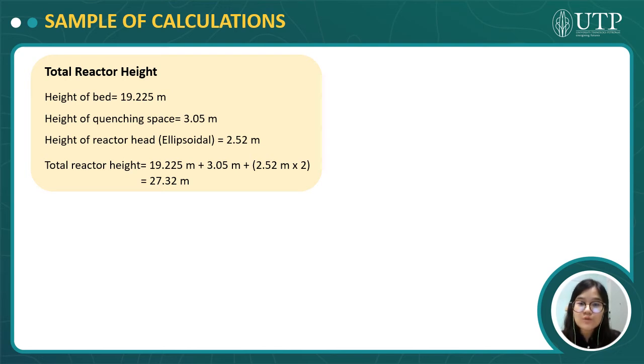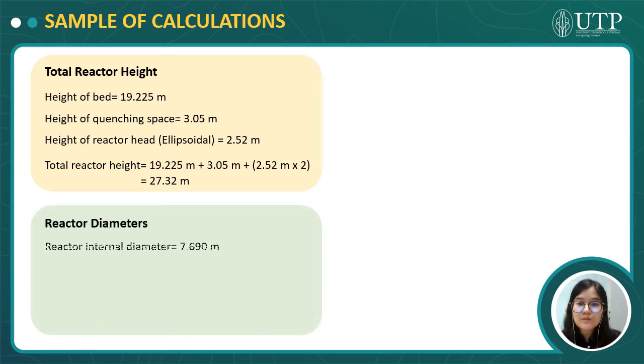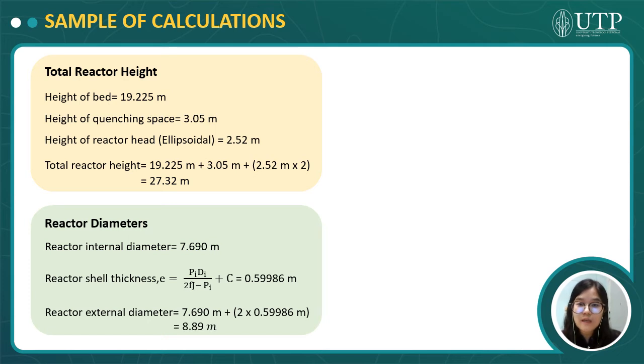Therefore, the total reactor height can be obtained by adding the height of bed, quenching space, and reactor head to get 27.32 meters. Next, the reactor internal diameter obtained is 7.69 meters. To calculate the reactor external diameter, the reactor shell thickness is determined first and is 0.5998 meters. Hence, the reactor external diameter is 8.89 meters.